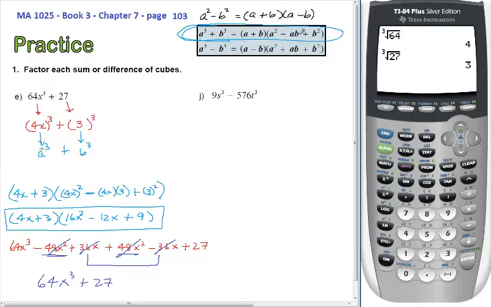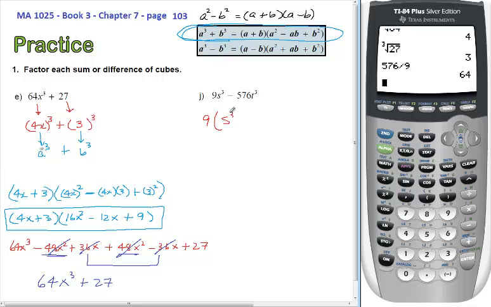Alright, let's do J. Now, remember the first rule of factoring is always take out a common factor. And this one has a common factor, I think, of 9. I think 576 is divisible by 9. I'm going to go over here and check. 576 divided by 9. It is indeed. Okay, so let's take that out. So 9 is a common factor, and you must always remove a common factor first.